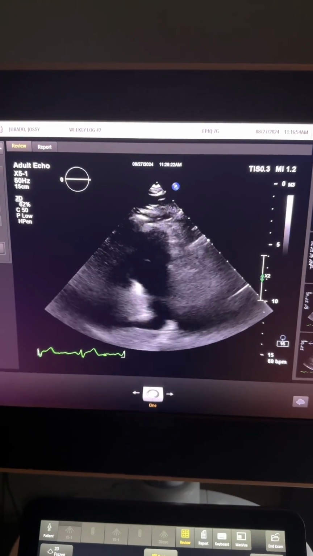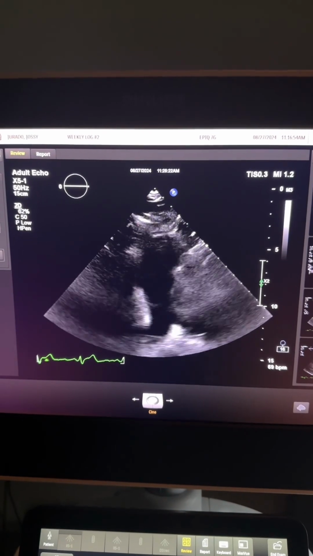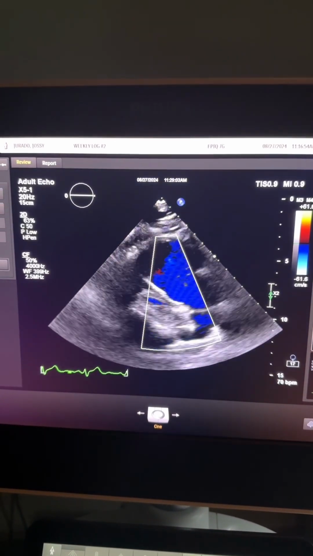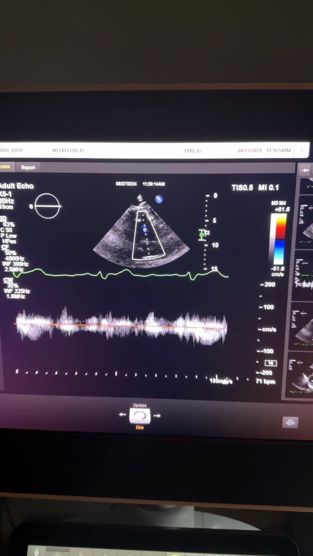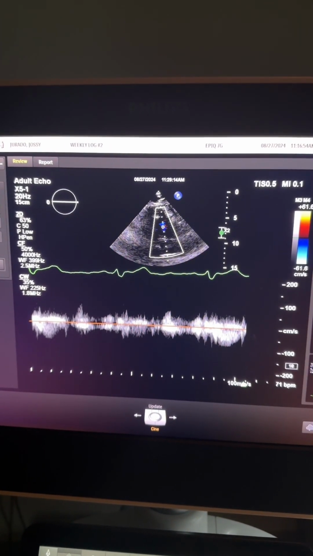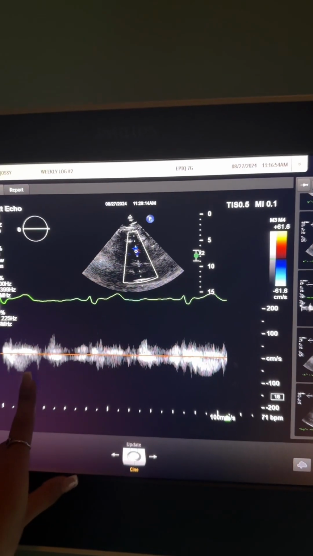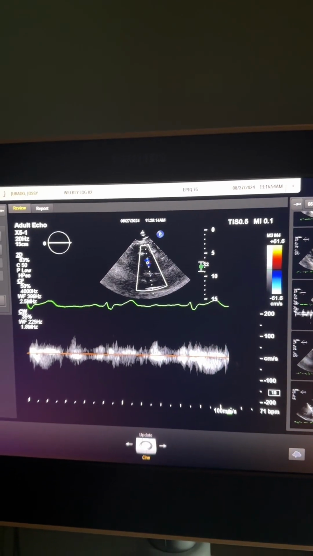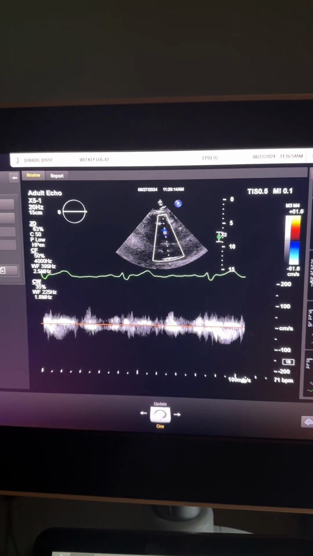I also did a 2D grayscale and color Doppler image of the RVOT. Here is the color Doppler. And I took a continuous wave Doppler on it as well. I could have measured the PV Vmax here. However, I forgot the measurement and added it later on.